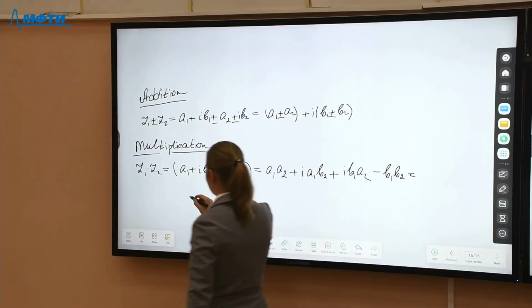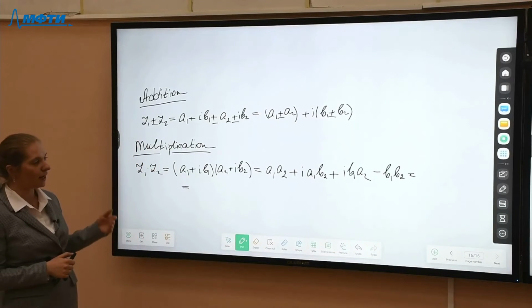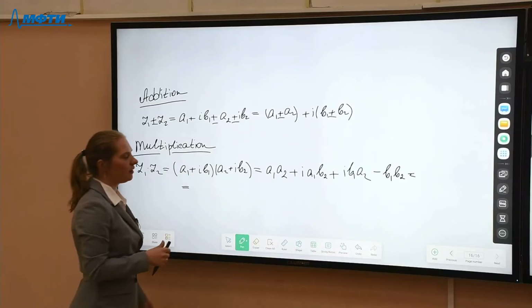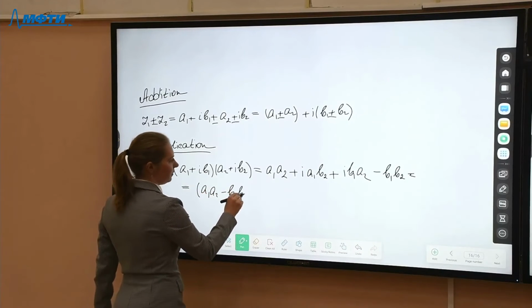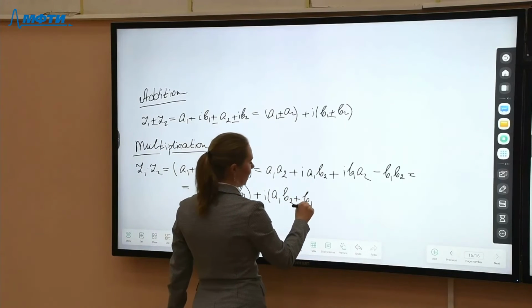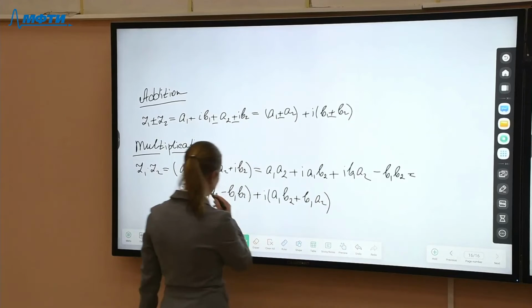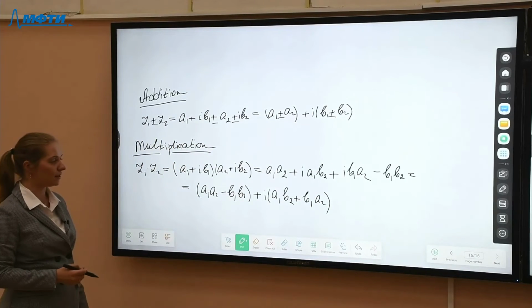So the real part, as you can see, this is a complex number because we can represent it in this form. This is a1 a2 minus b1 b2, then plus i times (a1 b2 plus b1 a2). Yeah, so this is the real part, and this is the imaginary part. So we have a complex number.